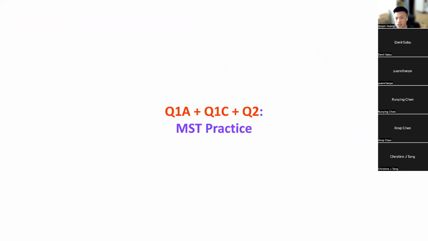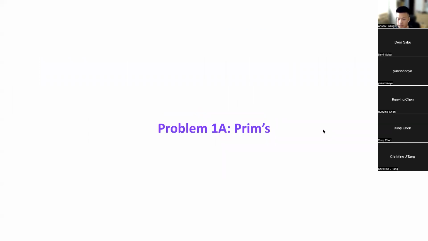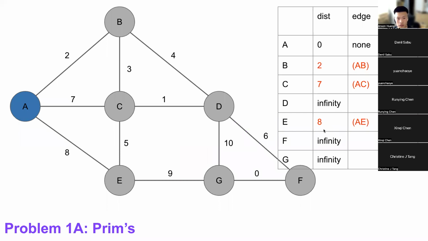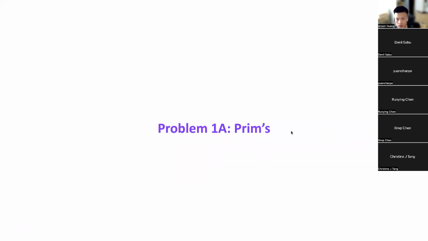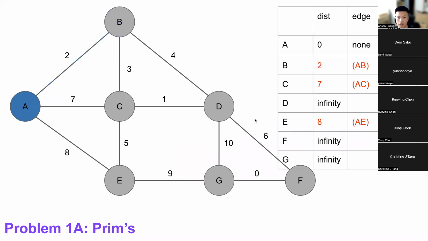So let's go over Q1A, Q1C, and Q2, going over some minimum spanning tree practice. And let's first start off with Prim's algorithm. With Prim's algorithm, I think they're missing a slide here. But in Prim's algorithm, you just pick a node to start at, because eventually you're going to want to visit every node. So you can pick whichever node you want to start at. Let's say we start at A.